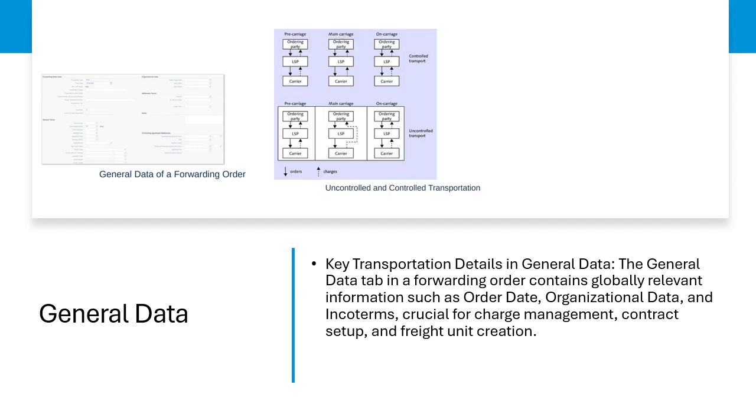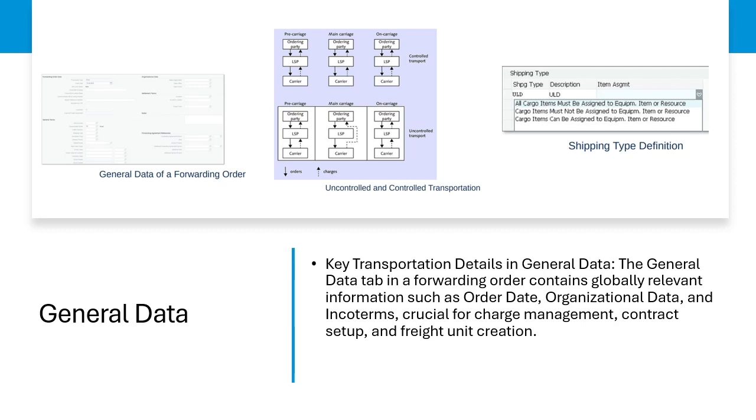And next is the uncontrolled and controlled transportation. So in controlled transportation, the logistical service provider handles all the aspects of the transportation chain, including the main stage. And uncontrolled transportation, on the other hand, allows the LSP to organize pre and on carriage, while the main stage is charged directly to the ordering party. So this difference is particularly relevant in air freight orders, where different parties may be responsible for different parts of the journey.